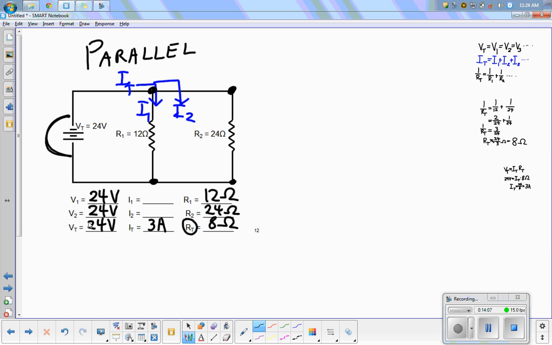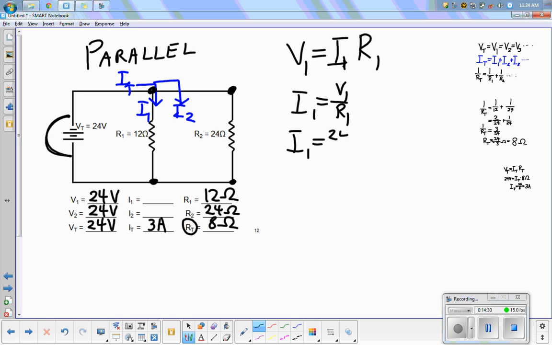All right, let's look at R1 first. V1 equals current 1 times R1. Current 1 is going to be V1 over R1. That works out to be 24 volts over 12 ohms, or 2 amps in this case. So we should be expecting 1 amp for our current 2, because 2 plus 1 is going to give us our 3. I think you can see that we're not going to have a problem with that.